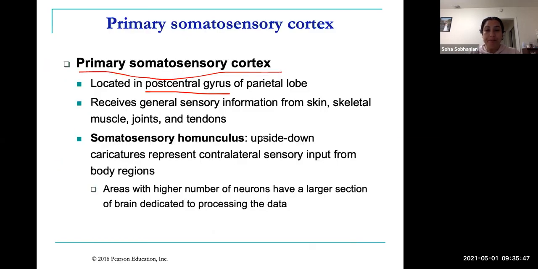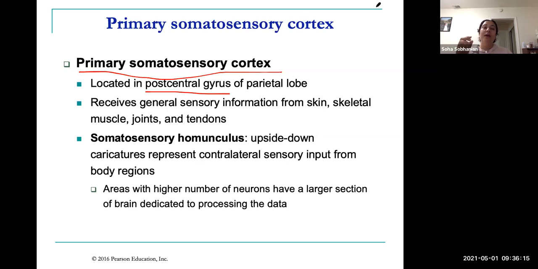So again, what does it do? It receives generally sensory information from your skin, your joints, your muscles, etc. So when we're talking about your sense of touch, if I say, where does that data from your sense of touch go? The answer should be post-central gyrus, which is part of the parietal lobe. So that's the key thing.